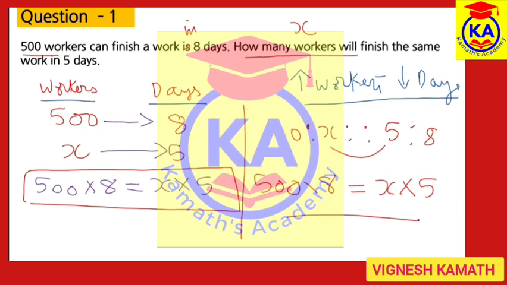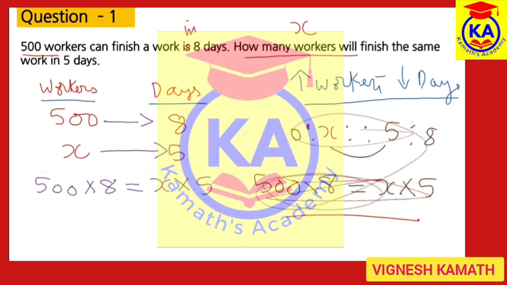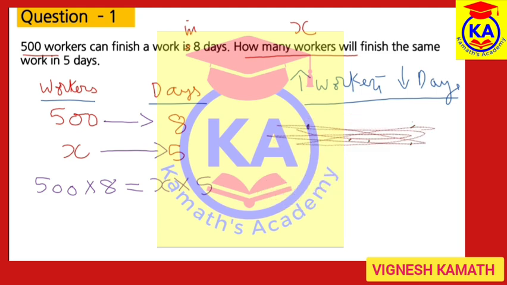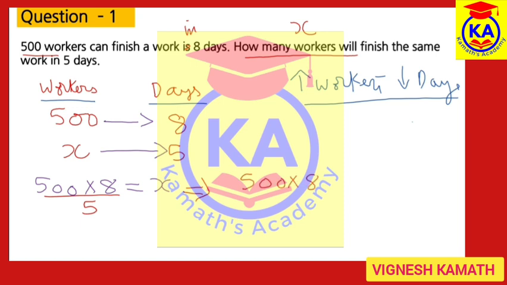Let's continue with solving. Now we'll solve. Just take this 5 from here and place it in the denominator. If you solve 500 into 8 divided by 5, you will get the answer as 800.